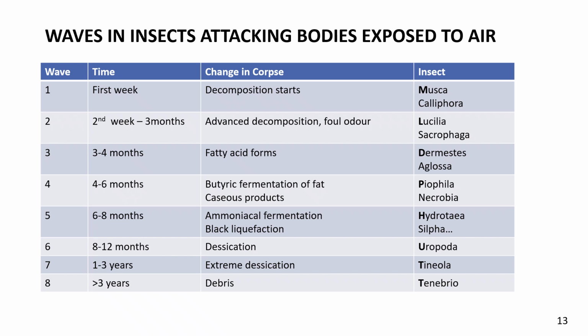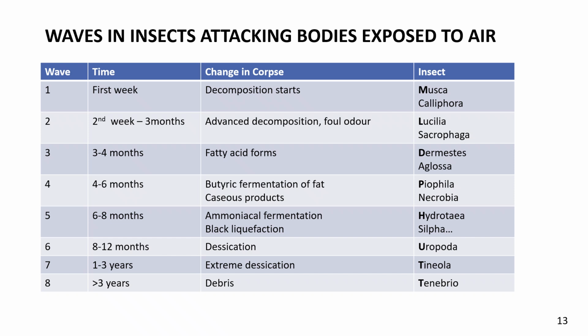The third wave is between 3 to 4 months, and fatty acid formation starts. Here we have Dermestes and Aglossa, the beetles. The fourth wave is 4 to 6 months. It is very easy to remember in this order: second wave, second week, but from the third wave onward we have months. Third wave 3 to 4 months, fourth wave 4 to 6 months, and fifth wave 6 to 8 months. In the fourth wave, butyric acid fermentation of fat occurs and caseous products are produced, and here we have Piophila and Necrobia.